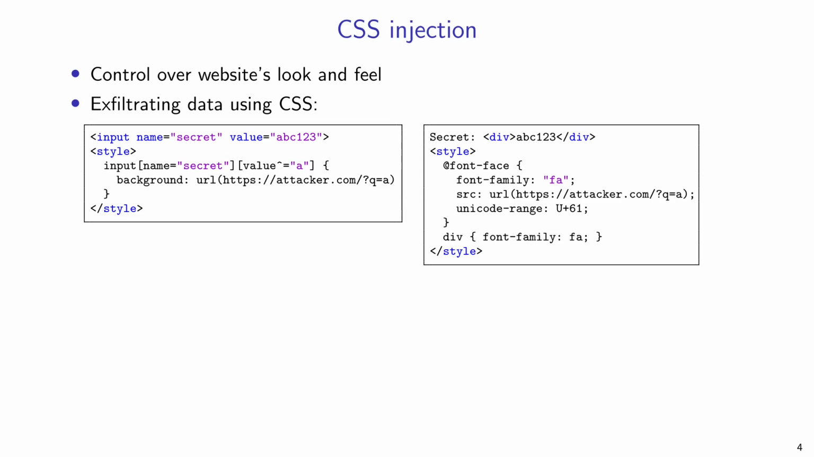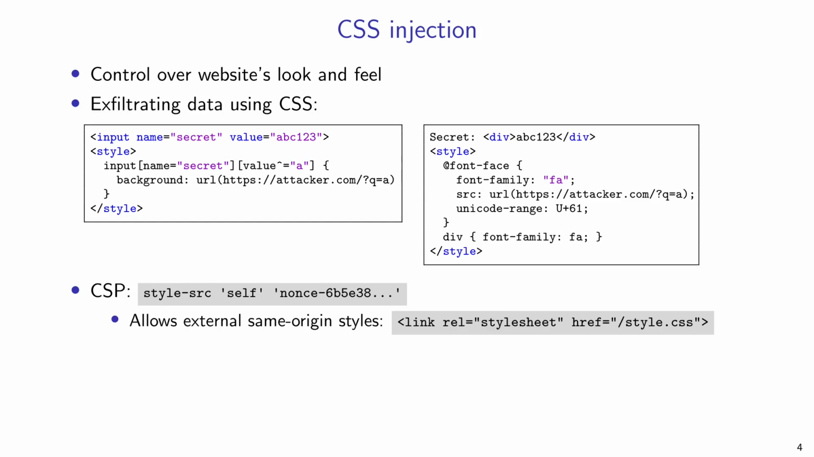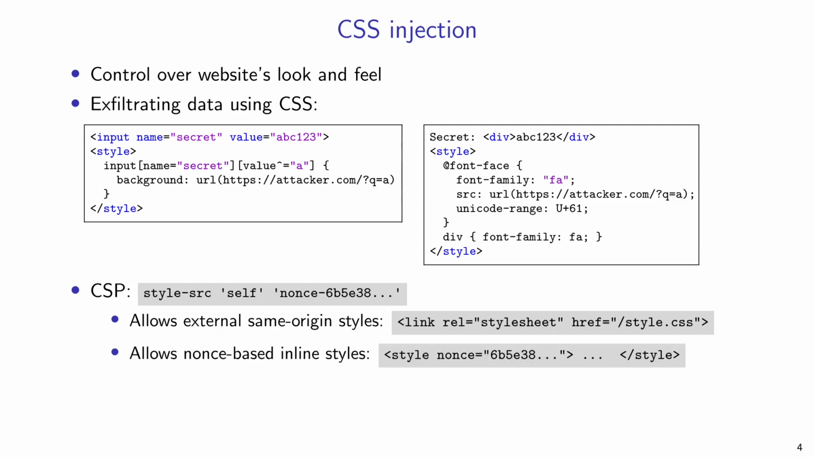So what can we do to prevent such attacks? Well, we need to lock down CSS similarly to how we restricted the script execution. We can do this using the style source content security policy directive. What this particular policy does is it allows external same origin styles only, so it prevents the import of styles from other websites. Then it allows nonce-based inline styles only, so only if the nonce attribute of the style matches the nonce specified in the CSP header.